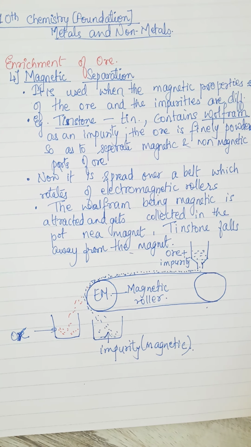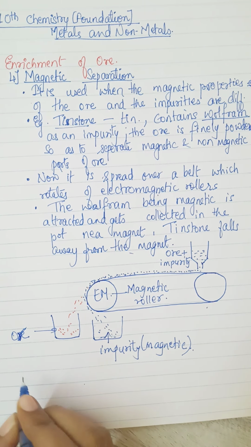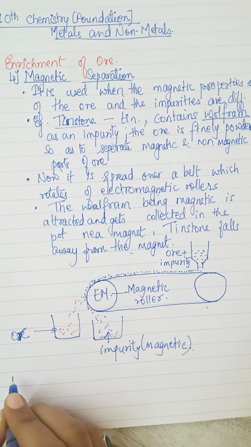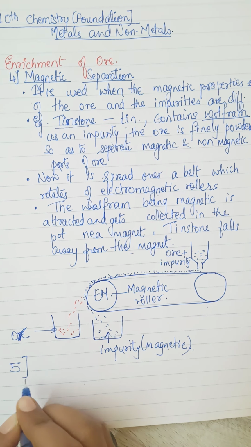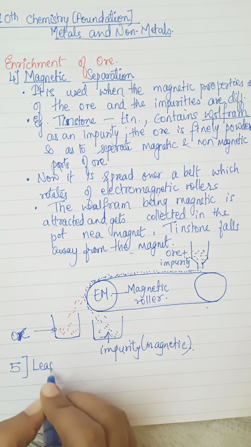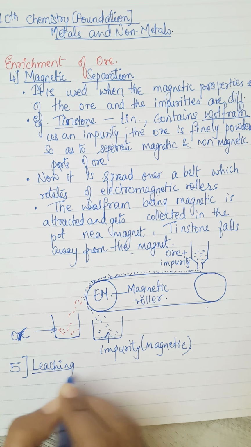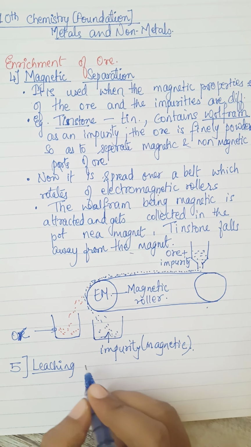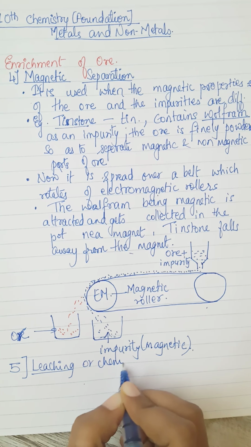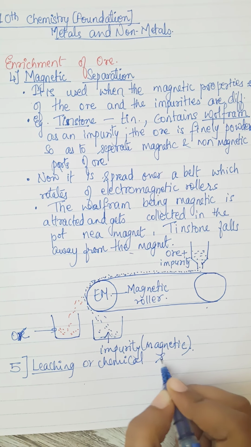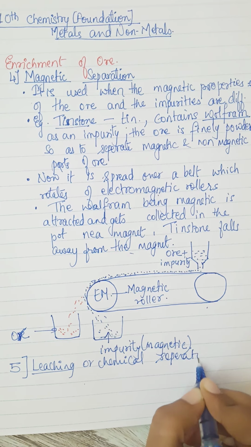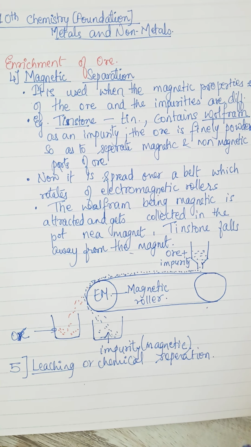Now the fifth type of enrichment that can be done is known as leaching. ठीक है, leaching. This is obviously a chemical separation. ठीक है, so I can write here, chemical separation. So we are using chemical technique, chemical reagents to separate the gangue, right? So here you have to remember this, this is a chemical technique. So what happens, let's discuss first.